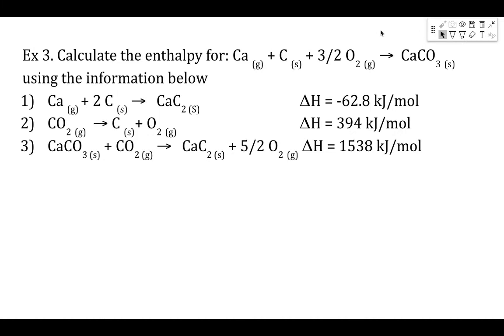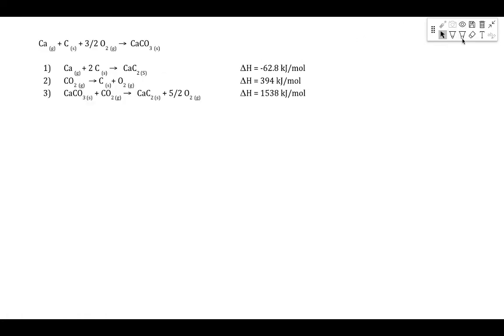All right, let's take a look at example number 3 for Hess's law. And just like the previous examples, we're given a target equation as well as 3 reference equations that we need to use to find the delta H of this target equation. Now, just like we did in the previous examples, I'm going to compare each reference equation with the target equation to see what I can do to change these reference equations, right?